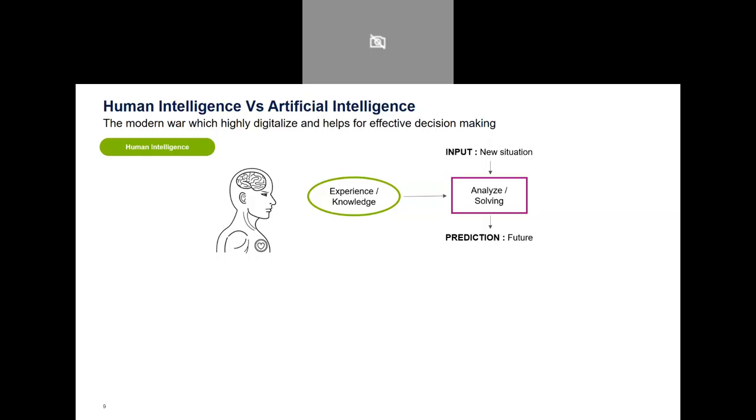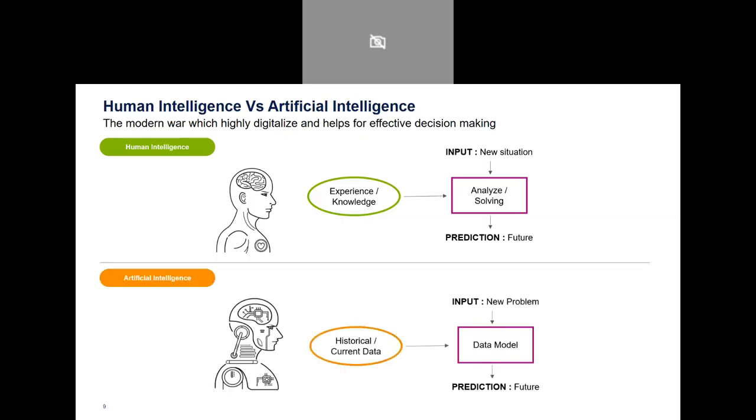When a new situation comes up, we analyze it and think, okay, how can we solve this problem? This is the thought we are having. And then we take the next step: okay, this is the solution for this kind of new situation. This is what we humans do.